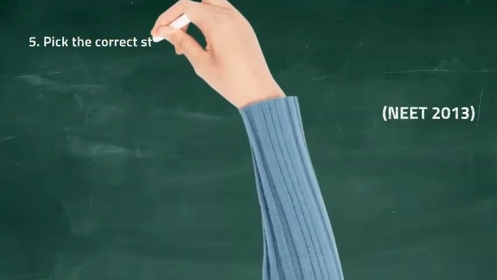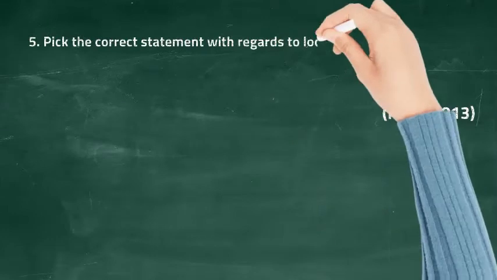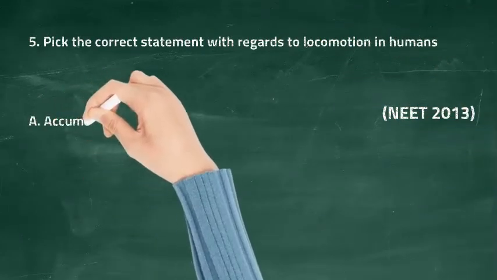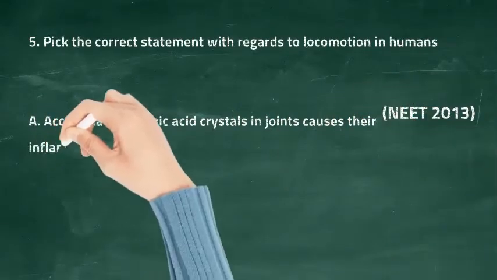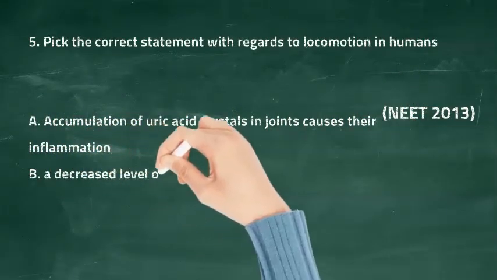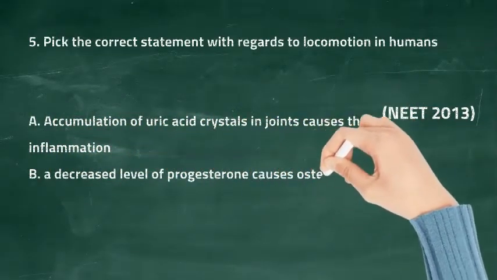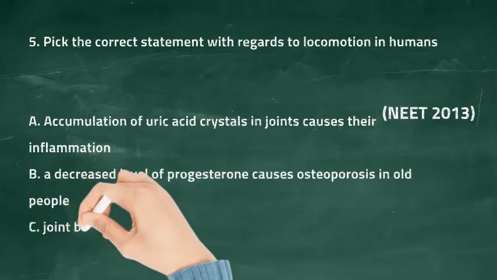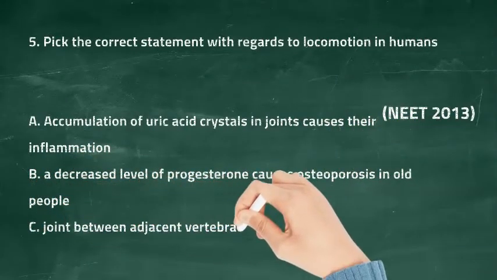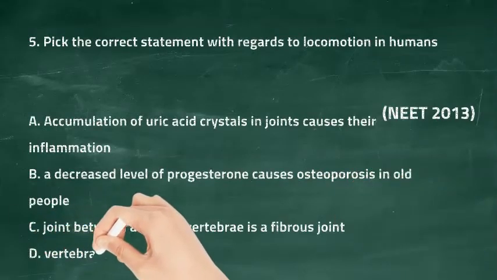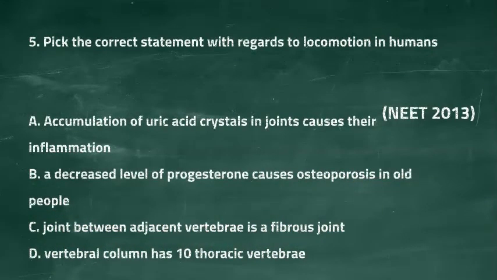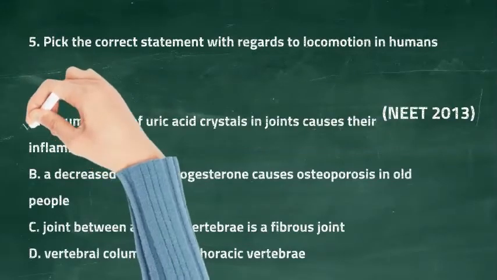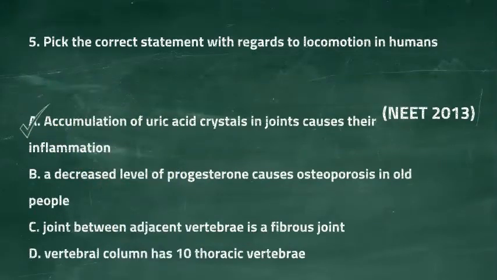Question 5. Pick the correct statement with regards to locomotion in humans. Option A is accumulation of uric acid crystals in joints causes their inflammation. Option B is a decreased level of progesterone causes osteoporosis in all people. Option C is joint between adjacent vertebrae is a fibrous joint. And option D is vertebral column has 10 thoracic vertebrae. So the right answer is option A, accumulation of uric acid crystals in joints causes their inflammation.